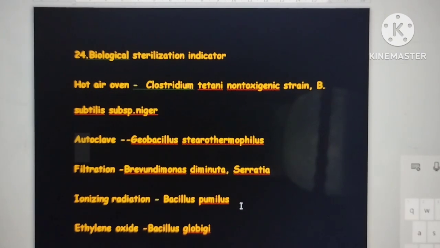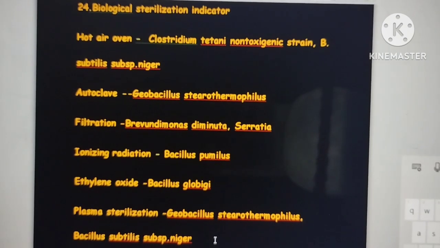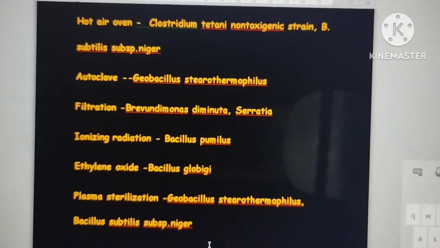So friends, you can remember it like this: iron, Pumilus, like Bhumi. Bhumi is nothing but earth in Tamil, and we get iron from the earth, so you can remember it like that. Ethylene oxide: Bacillus globigii. Plasma sterilization: Geobacillus stearothermophilus, and again subspecies niger. Okay, friends, you want to remember these points.